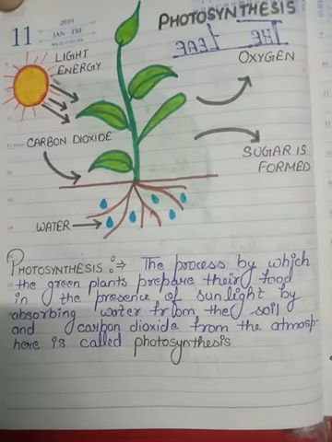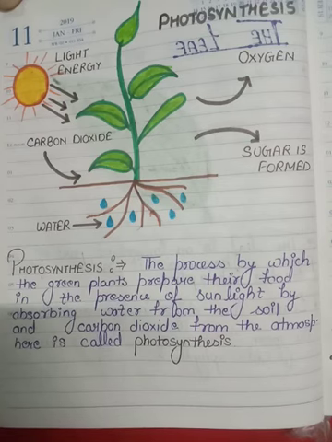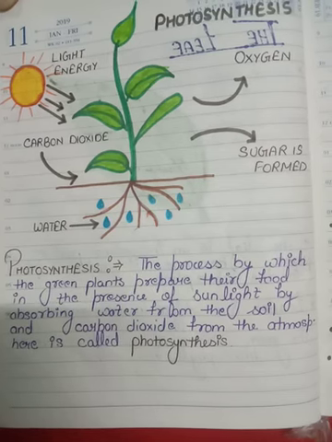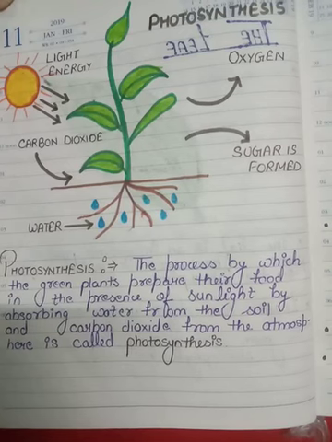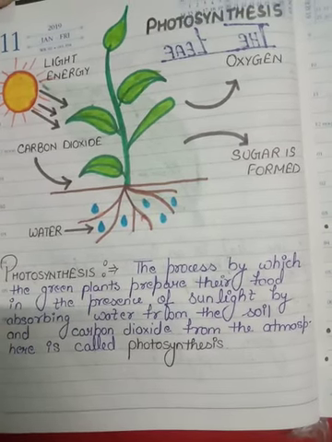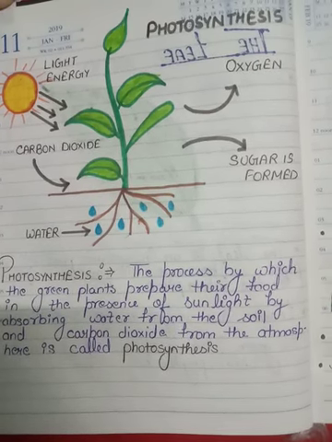Now look at this diagram. I am going to explain this diagram now. See here, there is a plant and in the plant there is a green color pigment called chlorophyll. Now you can see the light energy is coming from the sun, carbon dioxide is coming from the air and water is coming from the soil. Through the roots, it is passing on the stem and through the stem it goes to the leaves.